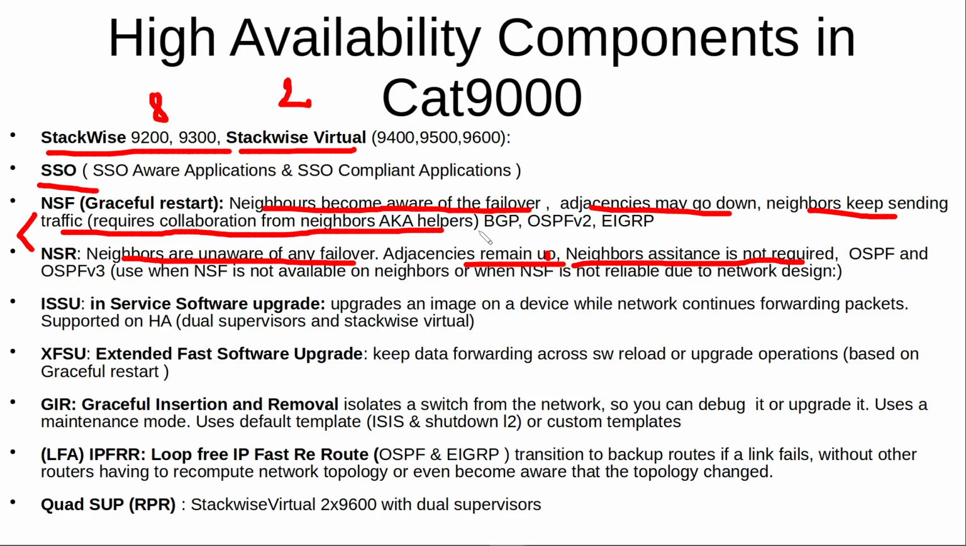NSF is available for BGP, OSPF version 2 and FHRP. NSR is available for OSPF and OSPFv3 only. Use NSR if NSF is not the right fit for your network.